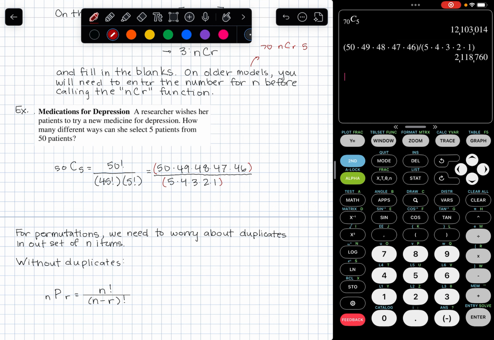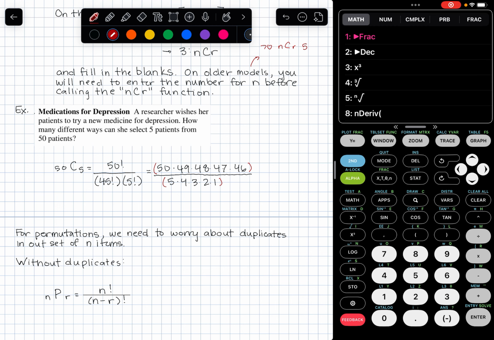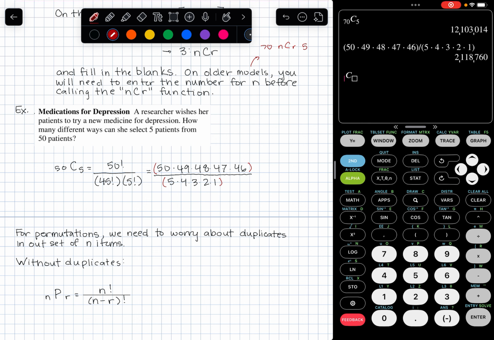And then I'm going to do it with the calculator. So remember, to do probability calculations I go to math, I go over to probability, I select option 3, and I'm doing 50C5. And you'll notice that answer matches. So both methods are equally valid. Pick one that makes more sense to you and run with it.